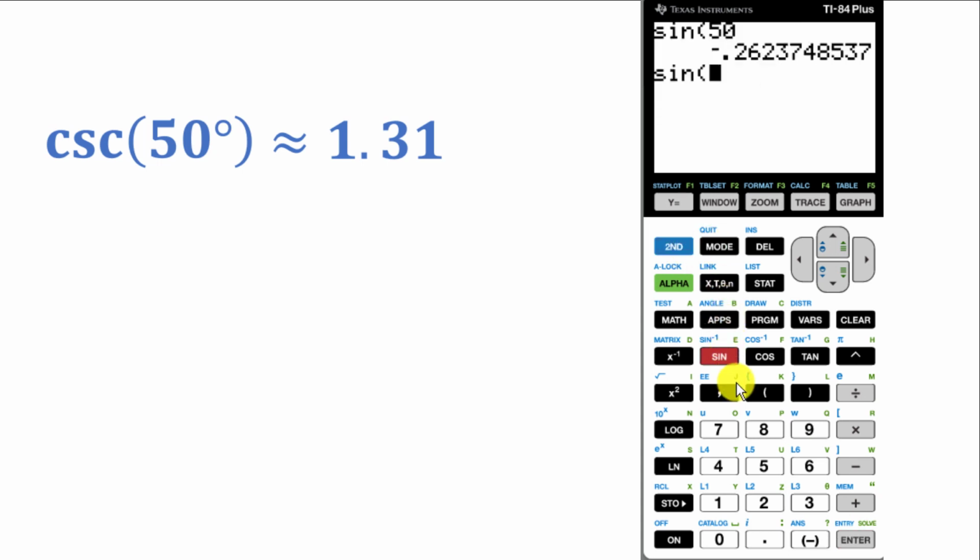Sine of 50. Now you can type 1 divided by, and then press the second key, and then the answer key, and you will bring up your previous answer. Press enter, and you will get the same answer as we got using the ALEX calculator.